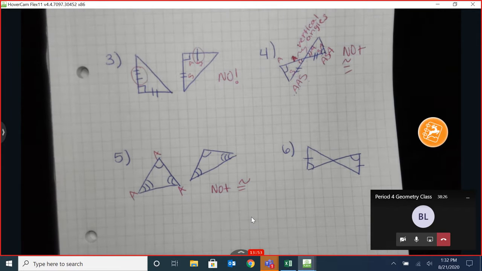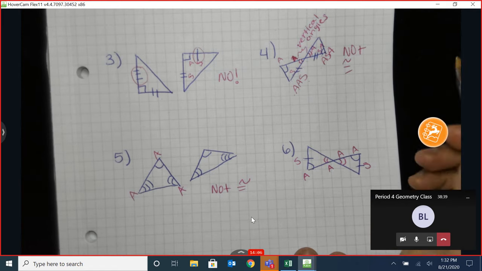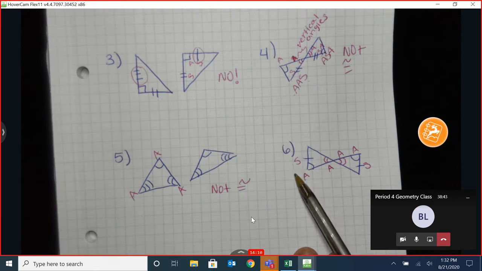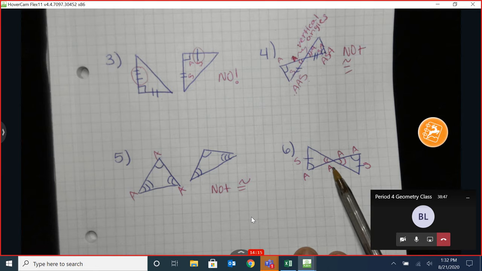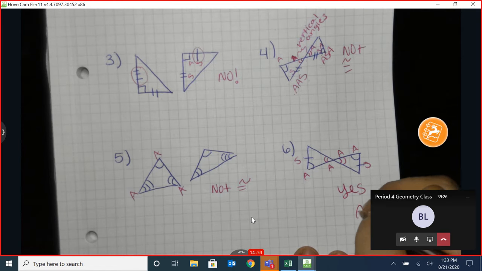Next one, again, what is the one thing that I can label? The vertical angles, right? Based off that, I see a side, an angle, and an angle. Does it follow the rule? If I go side, angle, angle, do I have such a thing as side, angle, angle? Is that a rule? No. But if I go the other way, do I have angle, angle, side? Yes. Does it follow on the other one, angle, angle, side? Yeah, so these two are congruent by angle, angle, side.